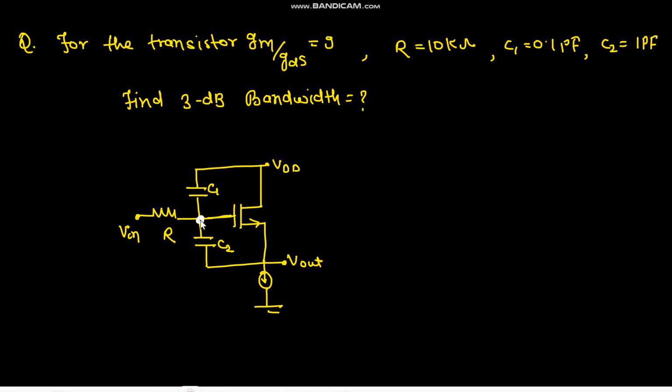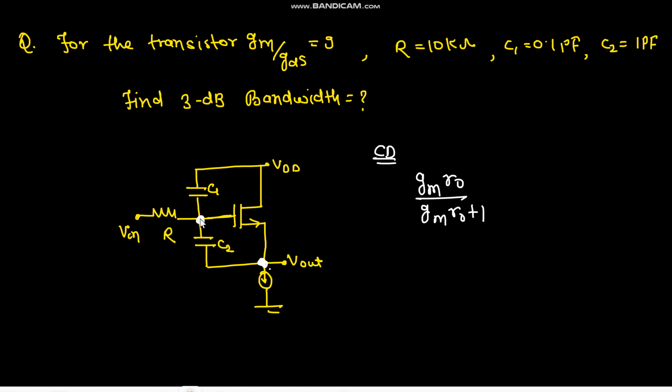From this point to this point, we know the gain, right? If there is some small signal voltage applied at the gate, we know what would be the gain at the output. So the gain is gm ro upon gm ro plus 1, for common drain configuration. Not at drain, at source.